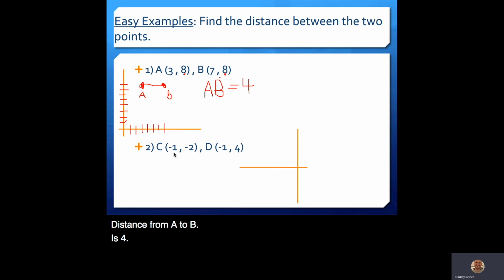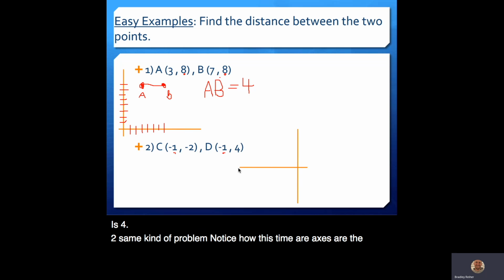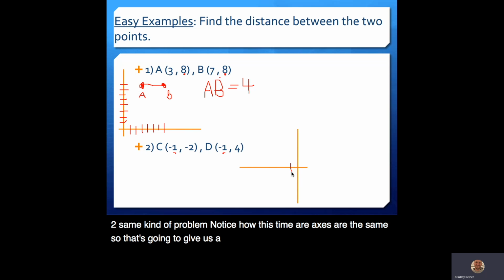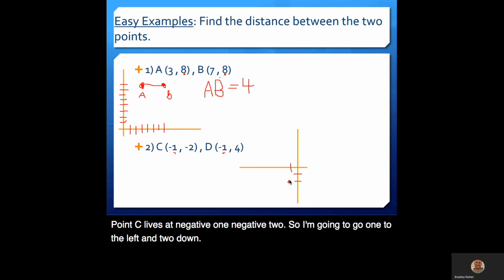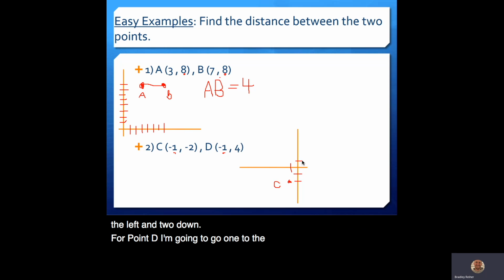Number 2, same kind of problem. Notice how this time our x's are the same. So that's going to give us a vertical segment. So I'll plot those real quick. Point C lives at -1, -2. So I'm going to go 1 to the left and 2 down. For point D, I'm going to go 1 to the left and 4 up. Try my best here, guys.